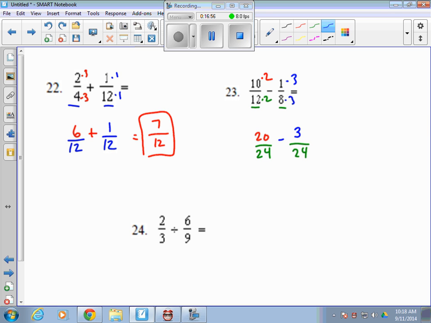It's still subtracting them. Keep the common denominator, 24, and subtract straight across. 20 minus 3 is 17. There is no number that goes into both 17 and 24, so that is your simplified fraction.